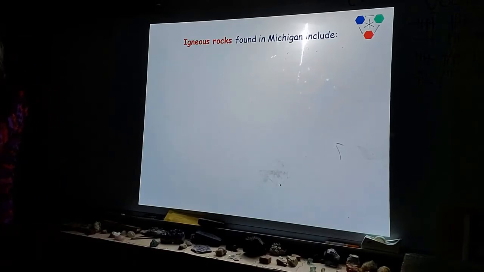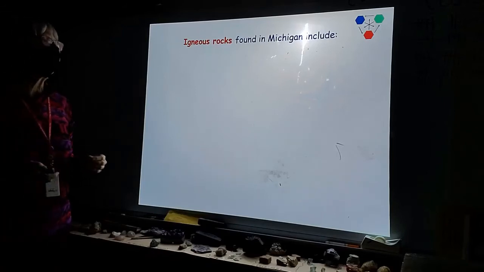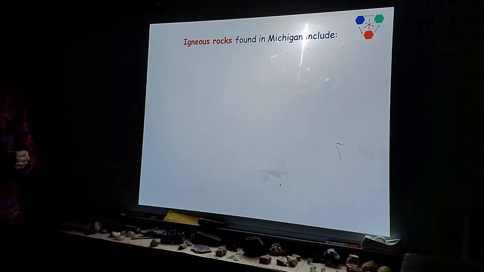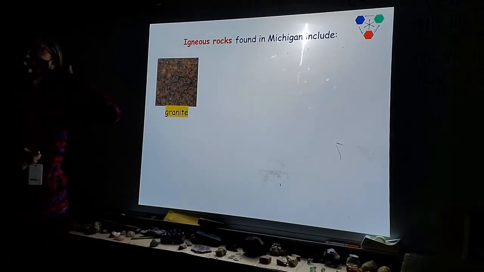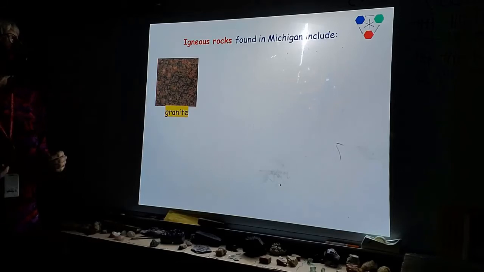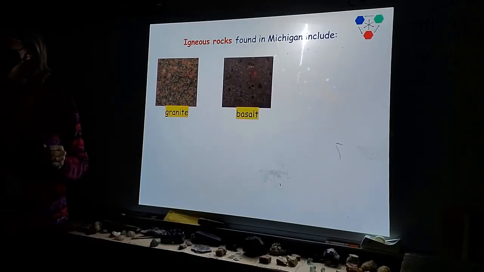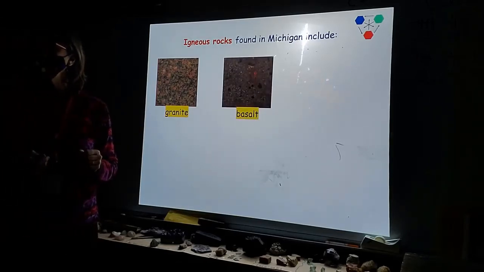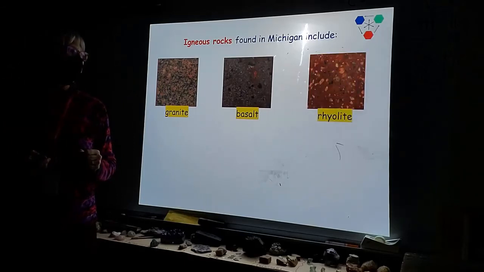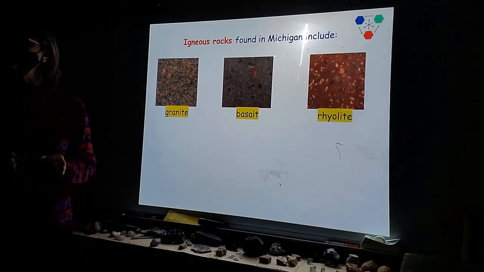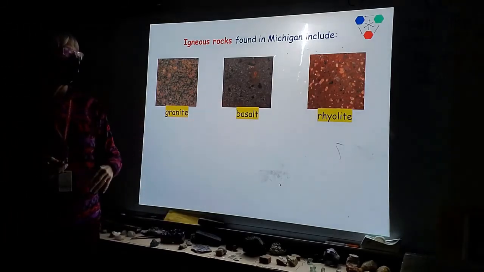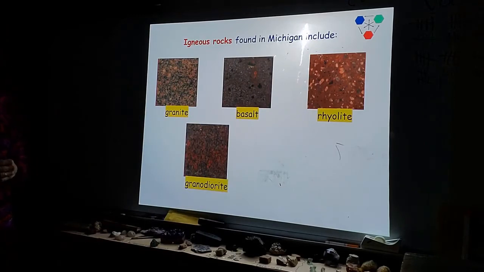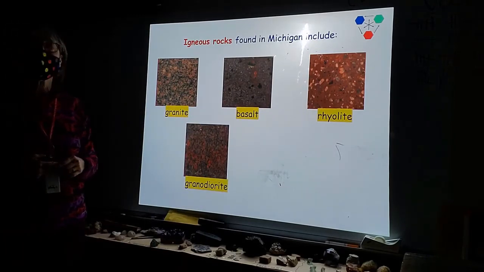Go back to that page that has the list of rocks, and you're going to put a letter I next to each of these rocks. Put a capital I next to granite. Your rocks are in alphabetical order, so it's easy to find. Put a capital I next to basalt. You've seen that one. Put a capital I next to rhyolite. You've not seen that. It's similar to basalt if you look at it. Put a capital I next to granodiorite.